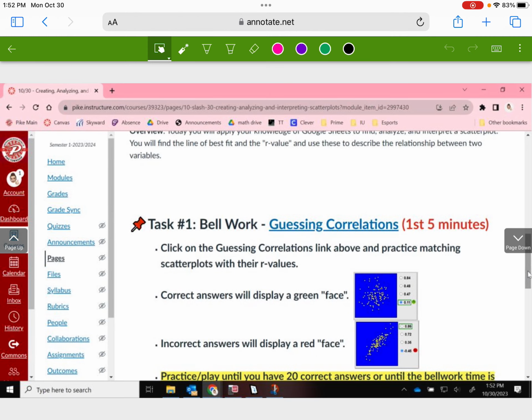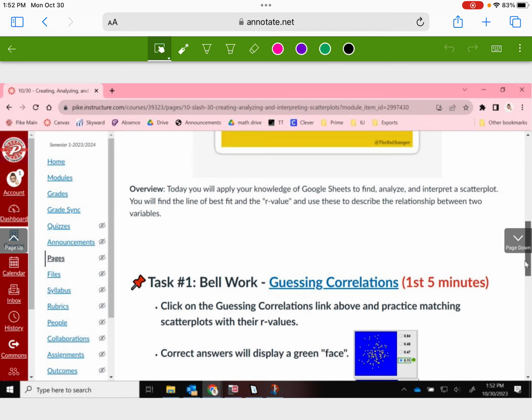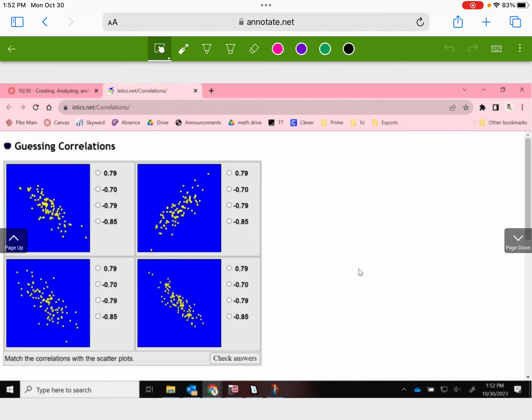We're going to take like 5 minutes. You click on that link and it's going to pull up something that looks just like the one we had on our thing. Yours will have different numbers because it's pulling from a random bank. I want you to try and get a few of them correct because we're going to need to be able to match our values to stuff.